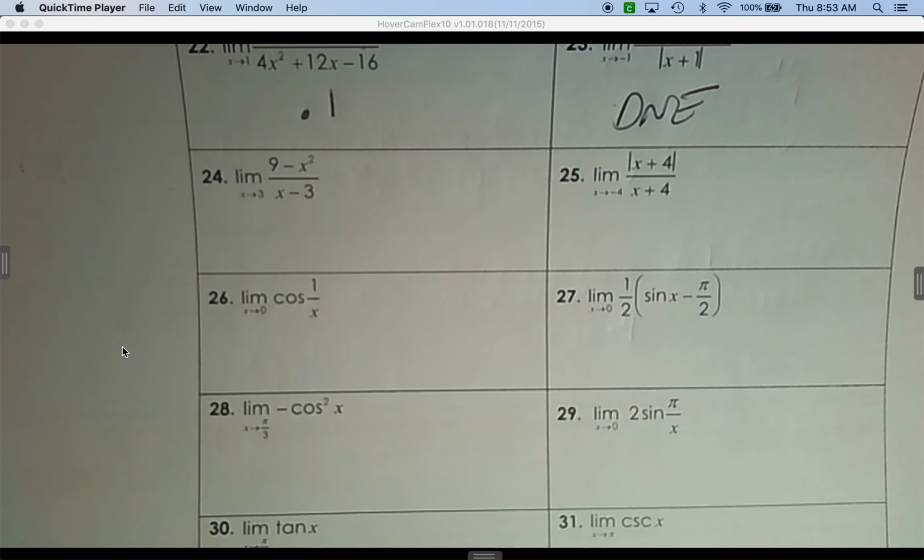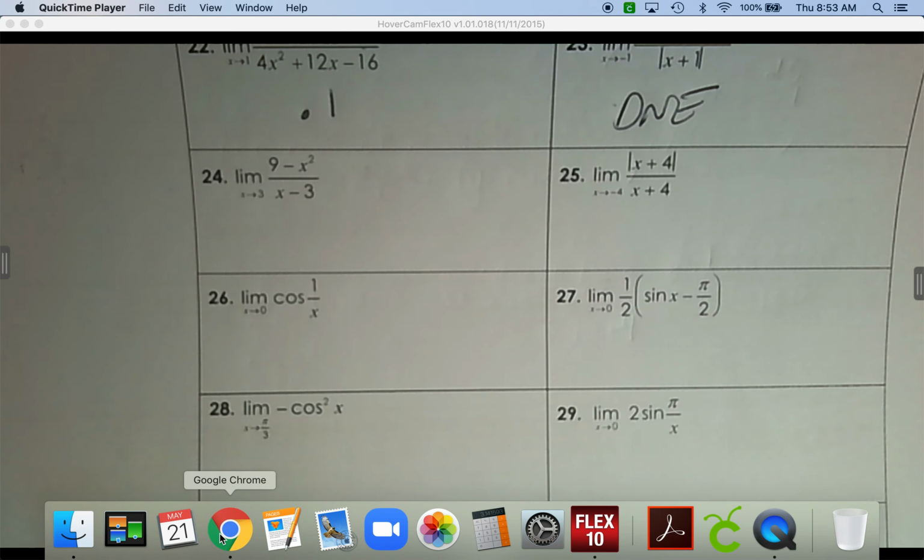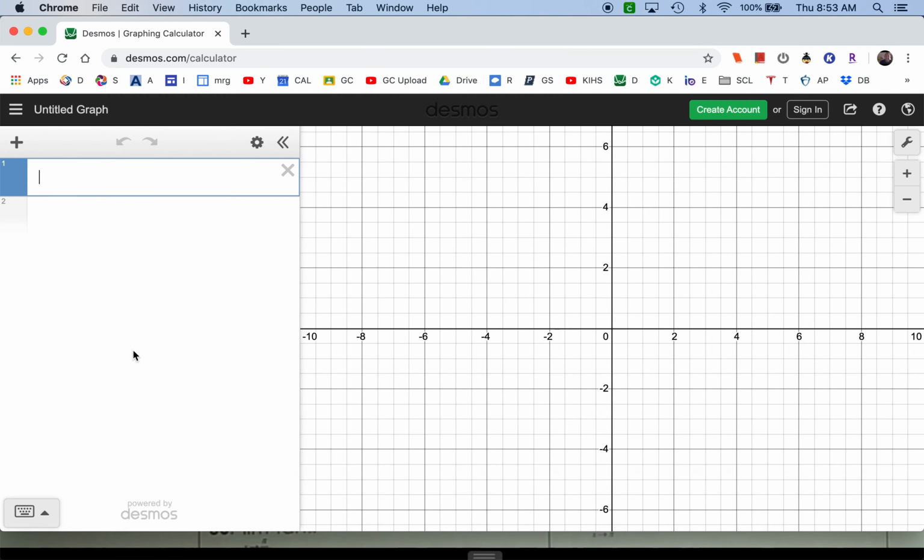If you substitute in 3, what answer do you get? And you get 0 over 0. You get this indeterminate answer. So we're going to go to Desmos to see what the answer is. Now again, I'm not looking for what the answer is at 3. I'm looking for what the answer is as it's approaching 3. So I'm going to graph this and do a little table, perhaps.